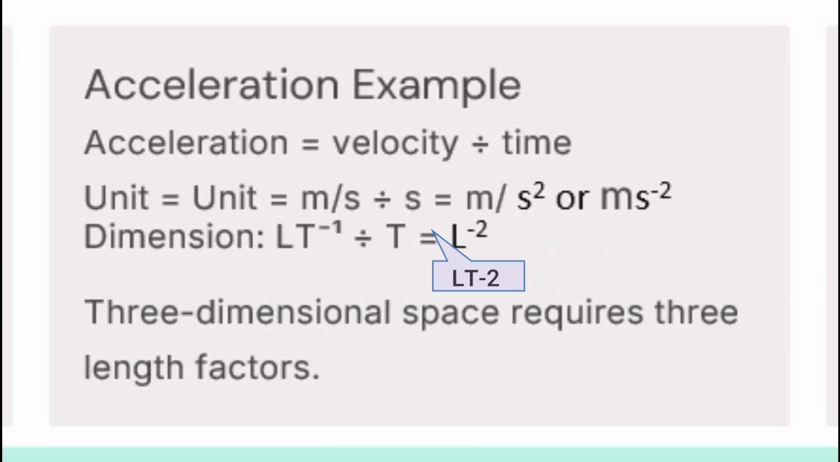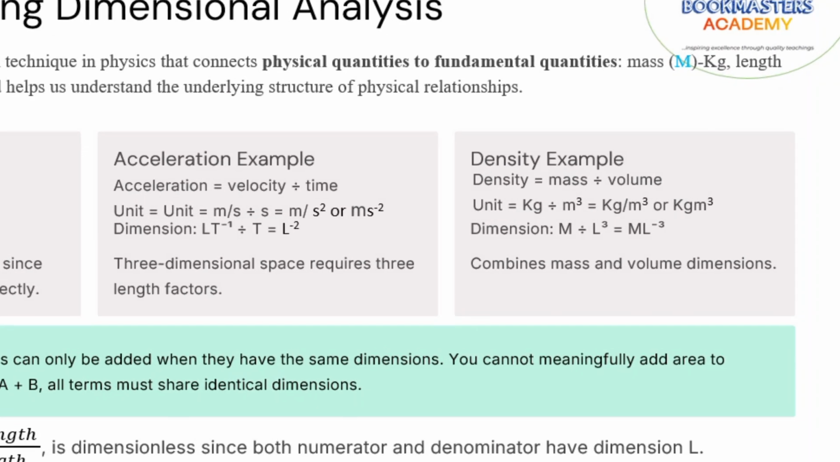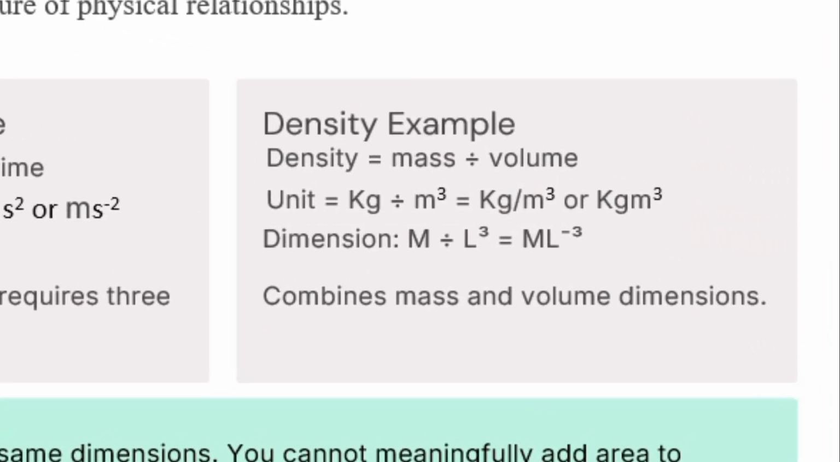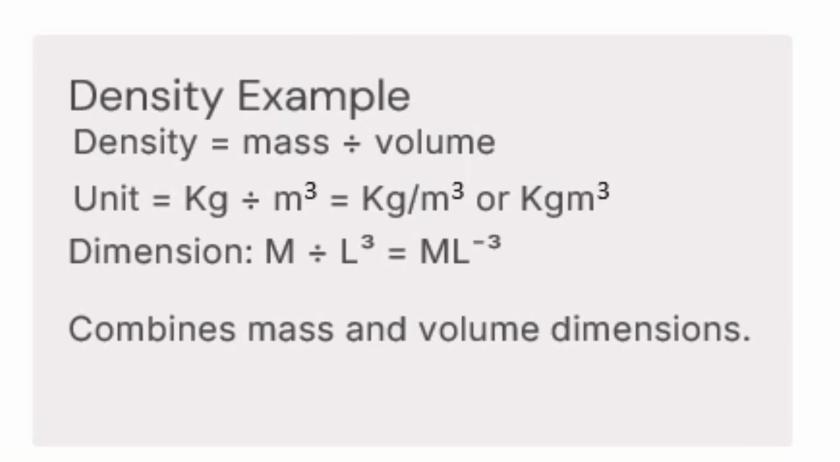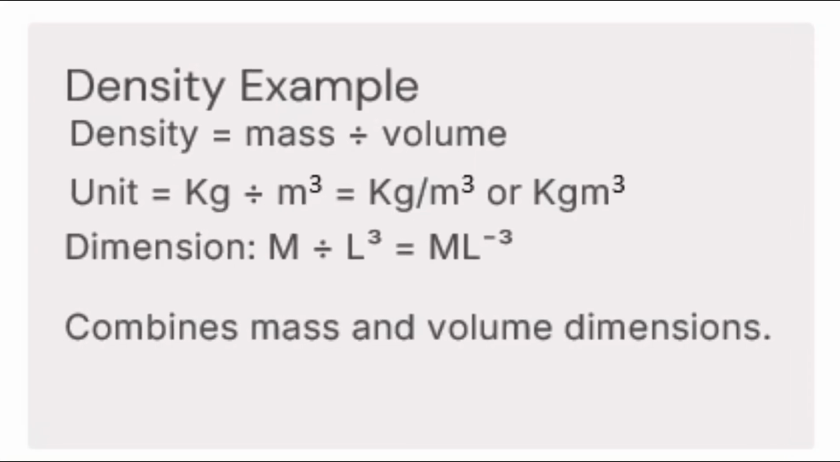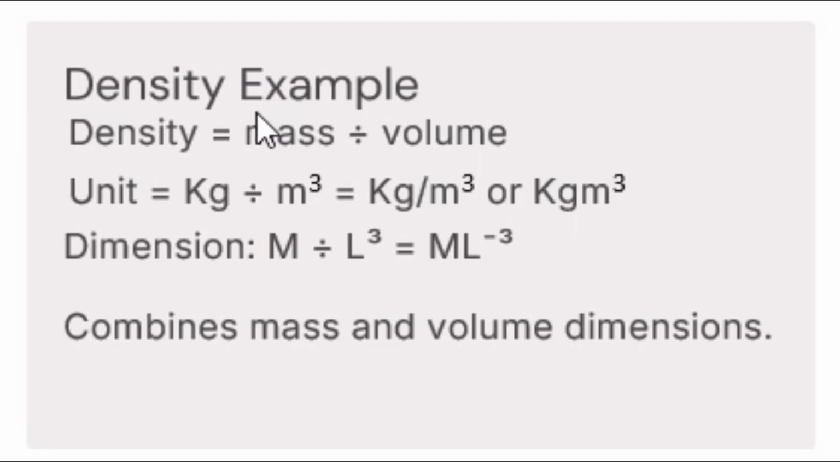Okay. Let's go to density real quick. Density is a scalar quantity, and unlike acceleration, velocity, and displacement, this one is scalar. It has only magnitude. It doesn't have direction. So that's that for that. Density as a physical quantity is mass over volume. Okay, so what's the unit for mass?